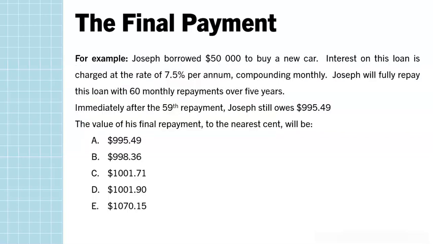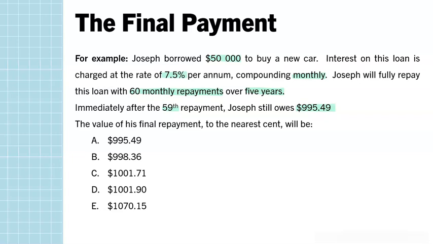In this scenario, we have Joseph who borrowed $50,000 to buy a new car. The interest on the loan is charged at 7.5% per annum, compounding monthly. Joseph will fully repay in 60 monthly payments over the 5 years. So 12 months for 5 years gives you the 60 repayments. Immediately after the 59th repayment, Joseph still owes $995.49. What is the value of his final repayment?